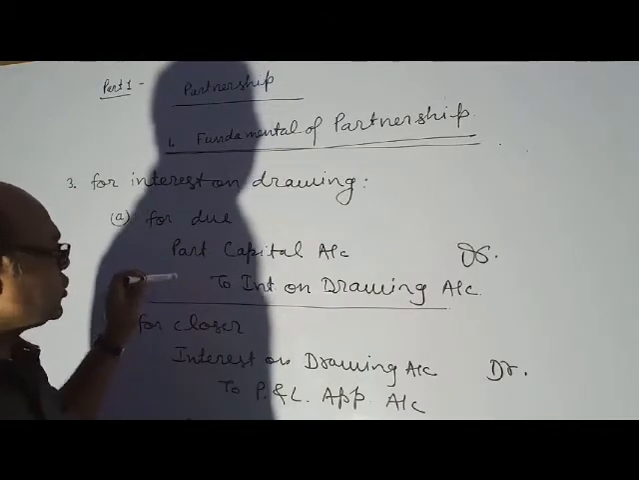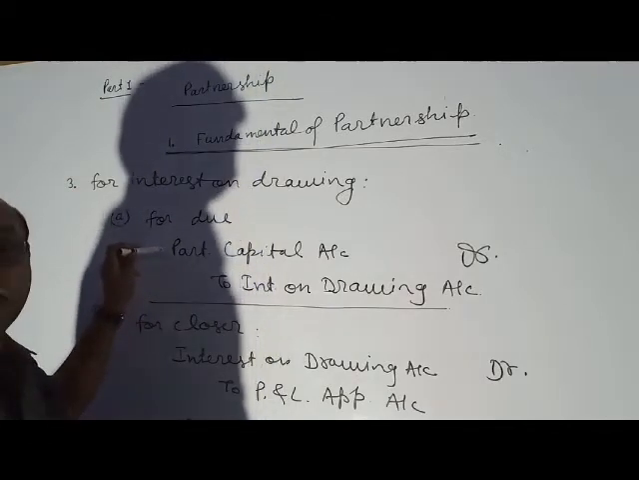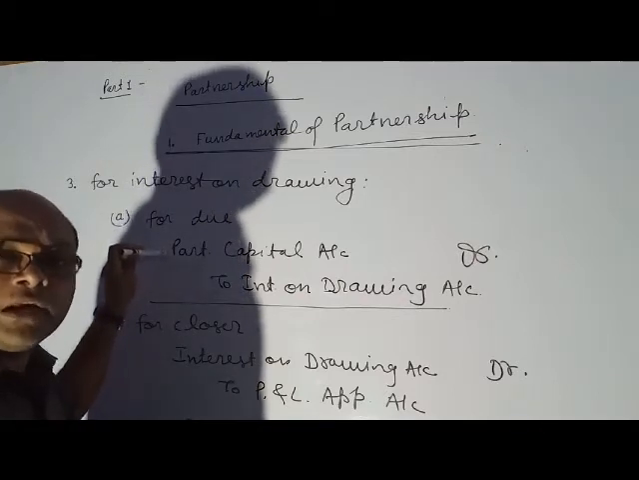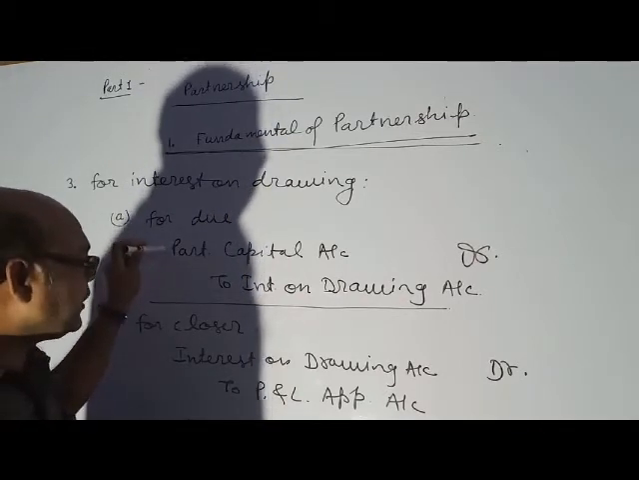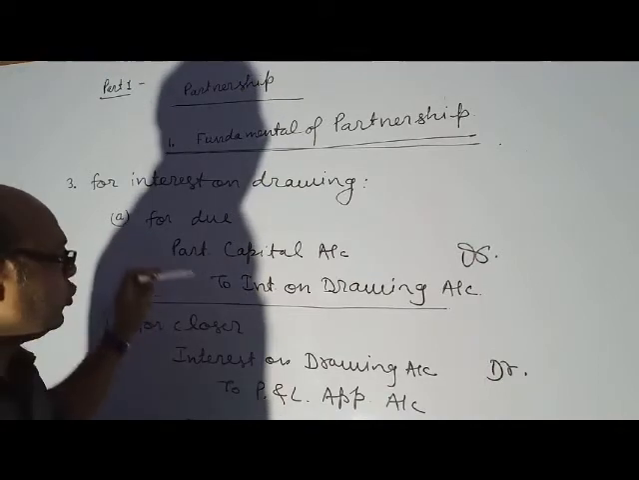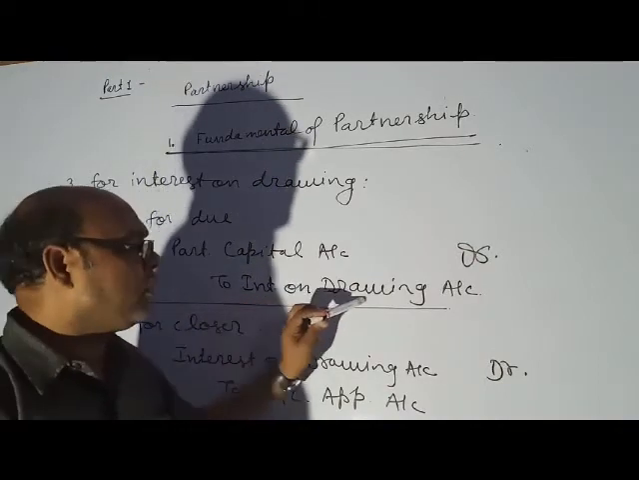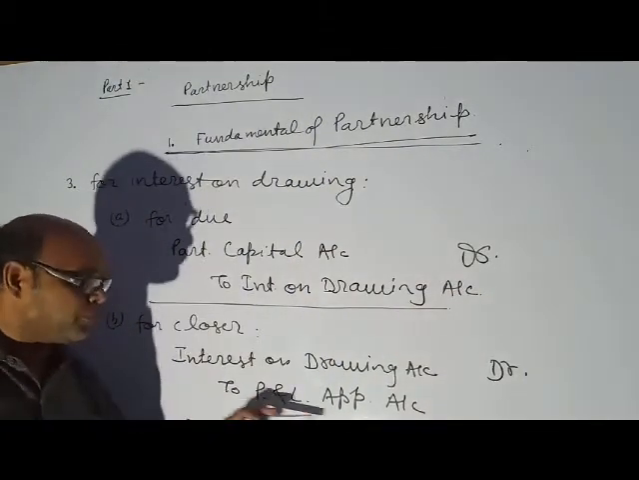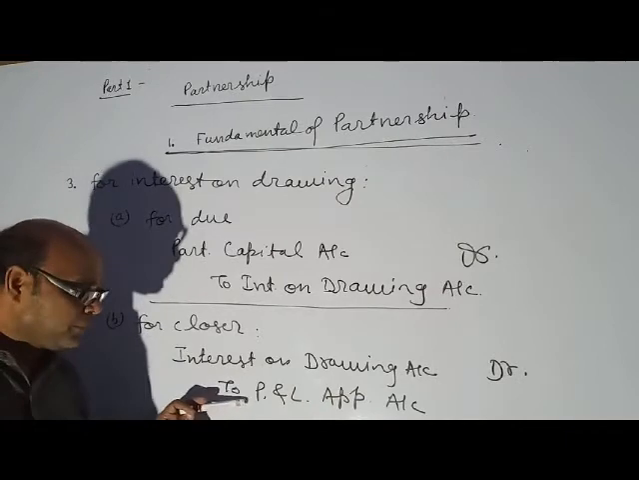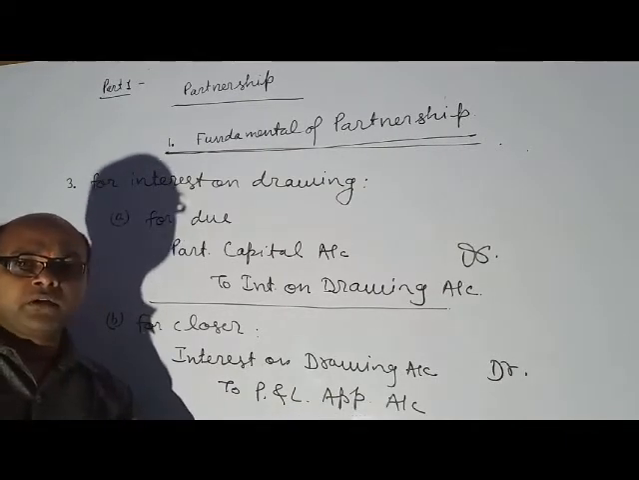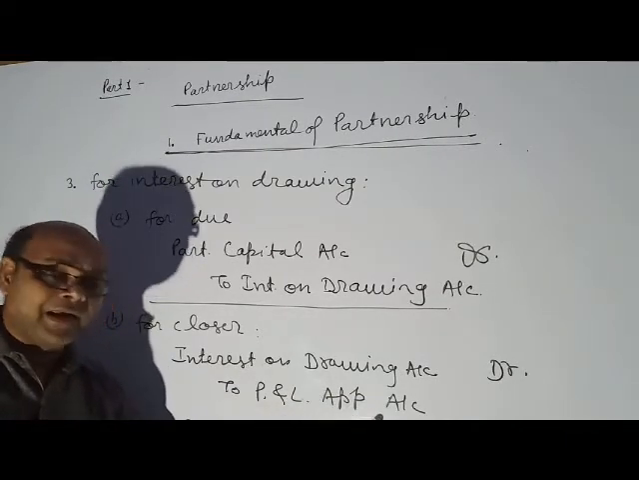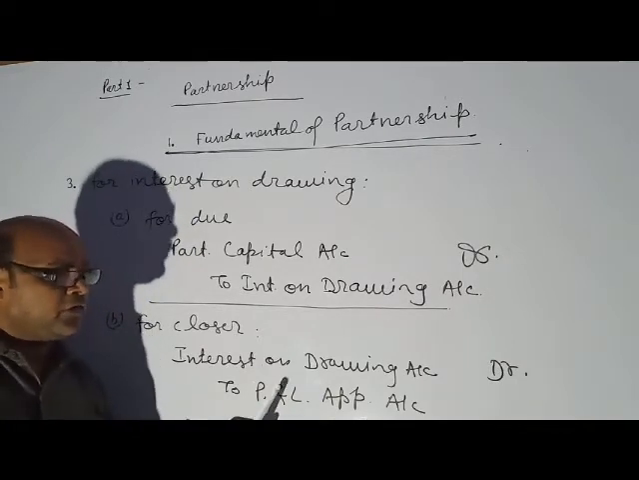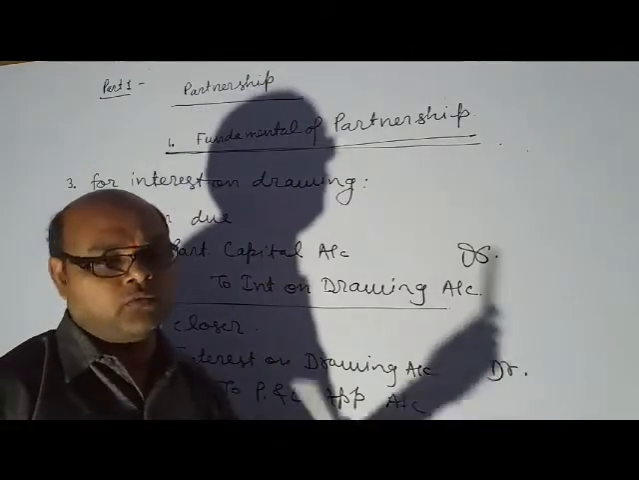When you make the posting in the partners' capital account, you see the partners' capital account is debit here. So on the partners' capital account debit side, you will write to interest on drawing account. And when you record in the PL appropriation account, here the PL appropriation account is credit. So on the PL appropriation account credit side, you will record by interest on drawing account.